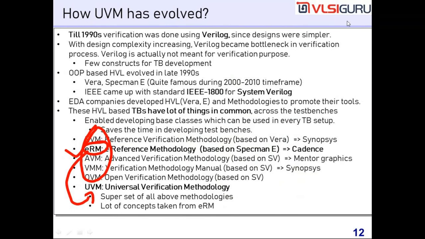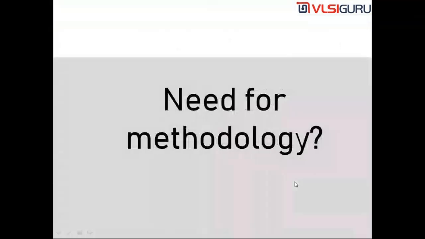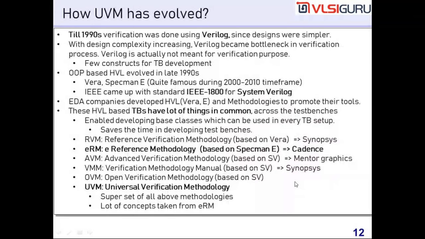E stands for E Reference Methodology. It is based on Specman and it was developed by Cadence. Not Cadence exactly. Someone developed it, then Cadence purchased that company. So this is about how the UVM has evolved.